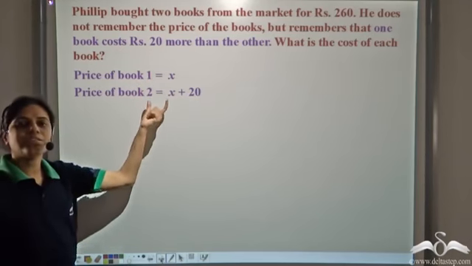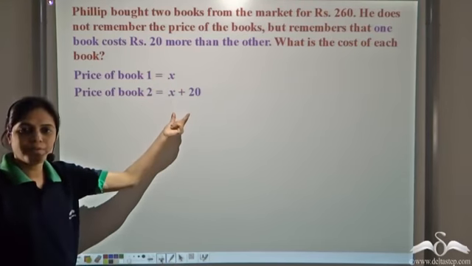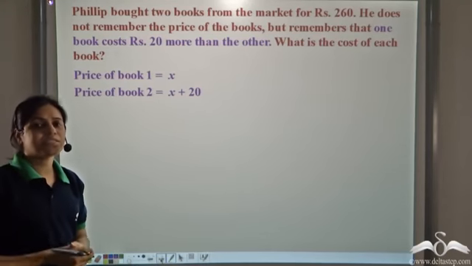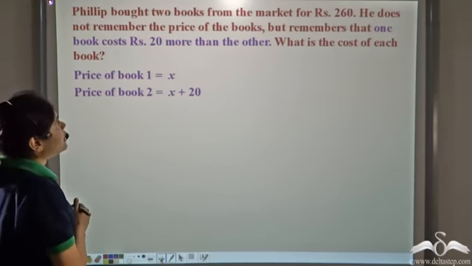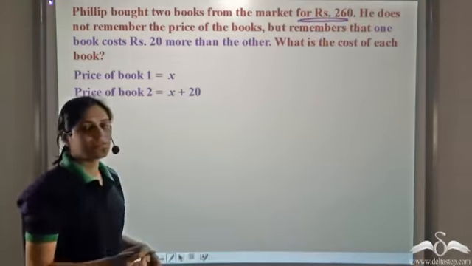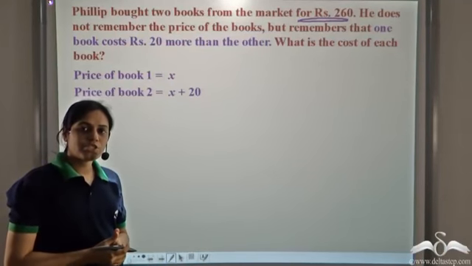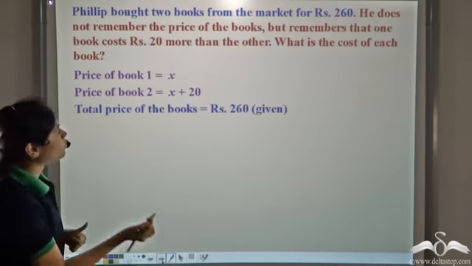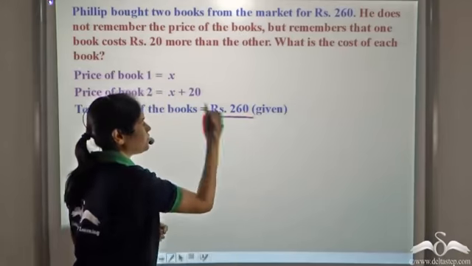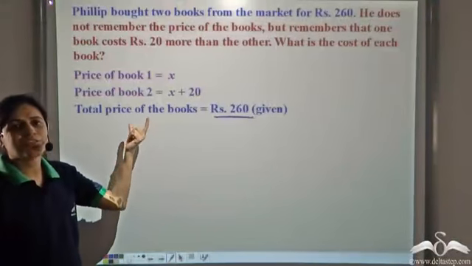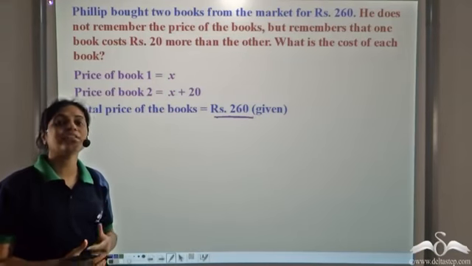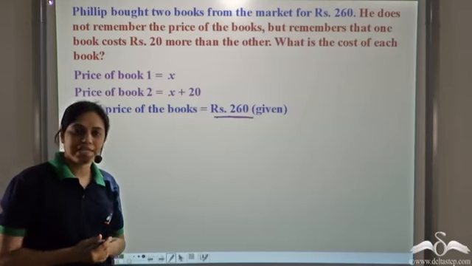So we have represented the unknown quantities using the variable. We are done with the first part of the problem. Now, what else is given to us? Philip bought 2 books for rupees 260. This is another piece of information Philip has: the total price of the books is rupees 260. He knows this. Now can we represent the total price using the variables so that we can form an equation and then solve for the variables? Well, yes.